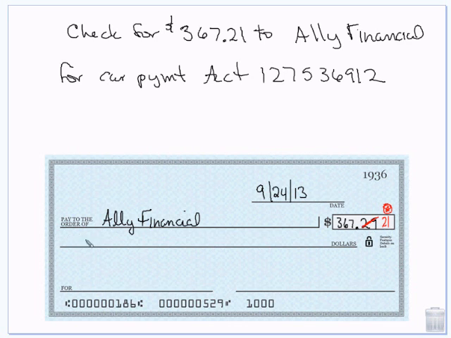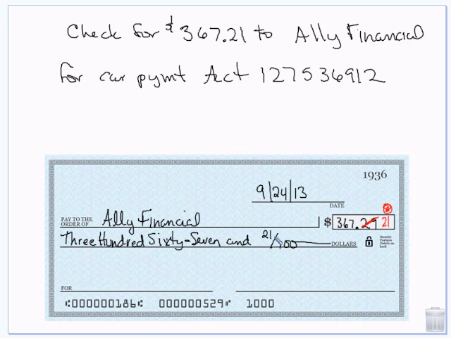So now I want to be really careful when I do this. I've got 300, 67, and 21 hundredths. Okay, so if you make a mistake, you can cross it out and correct it.